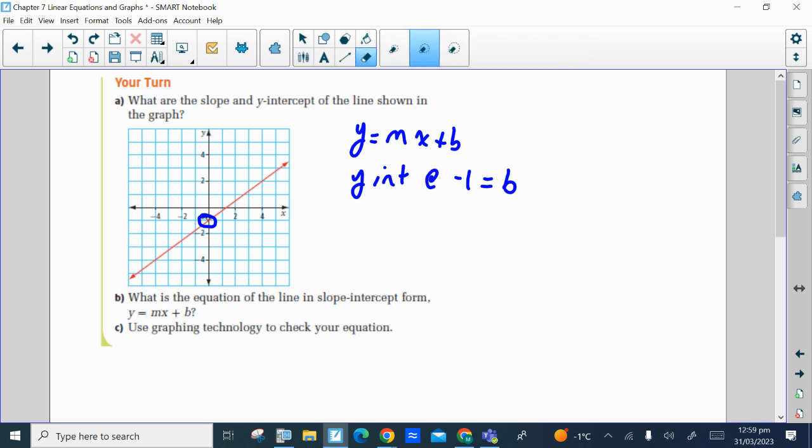To find the slope, we'll count the rise and the run from one point to another. So looking at this, I'm going to start from my y-intercept, and I'm going to go to the point (4, 2), because that's an exact point. You couldn't use this point here because you don't know exactly what it is. You couldn't use that point there because you don't know exactly what it is. You have to know both the x and the y values. It has to be an actual point that you can count to get to.